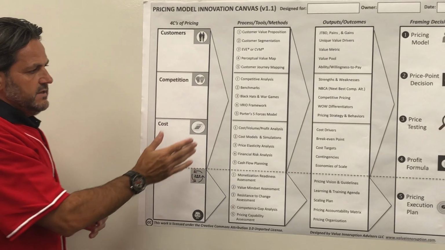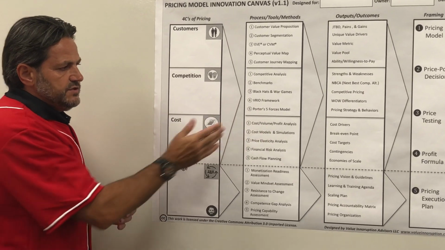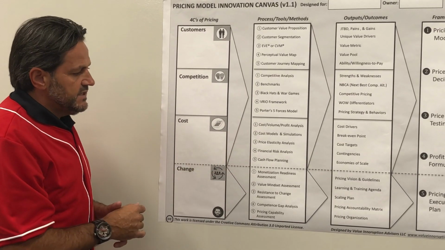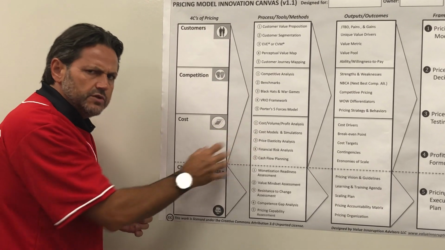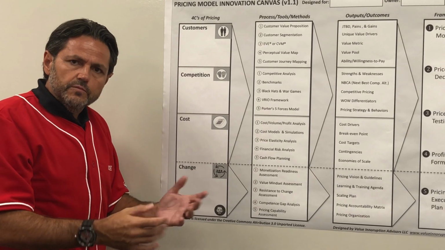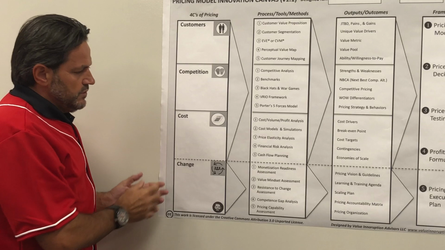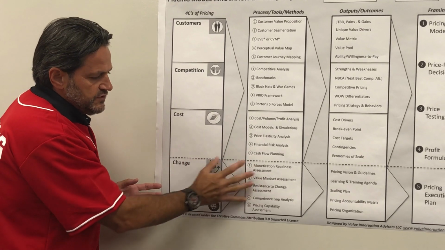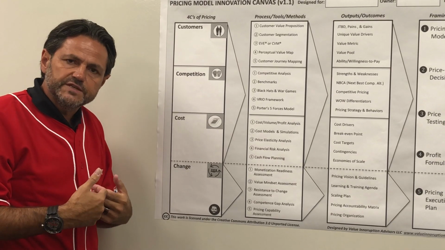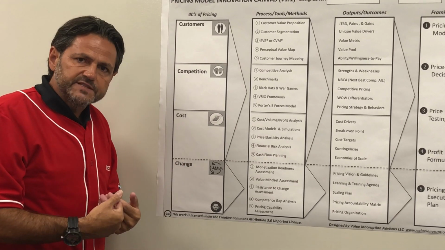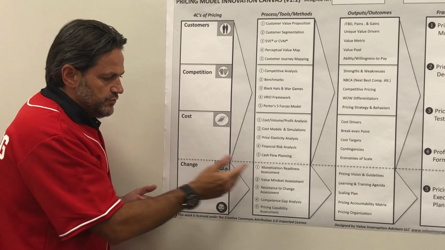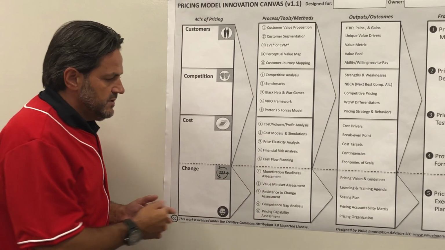On the cost side, your CVP analysis, your cost model and simulation, price elasticity analysis, financial risk analysis, and your cash flow planning. Those are essential, obviously, to inform your pricing decisions. And finally, when we get to change, there is a suite of assessments that you may have to use to be able to see the readiness of your teams to innovate in pricing. All right? So there is a monetization readiness assessment, there is a resistance to change assessment, etc., etc.